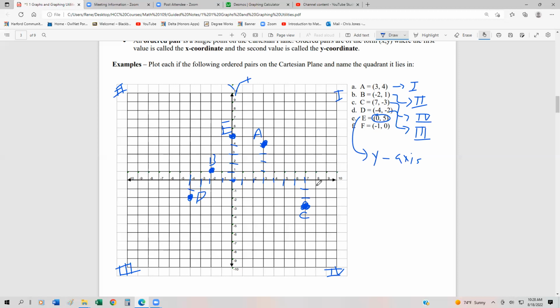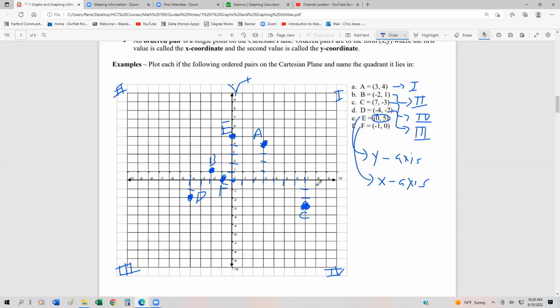And then finally, negative 1, 0, we would just move back or to the left 1 unit in the x negative direction. That's point F. And so that's going to fall on the x-axis. So that's how we plot coordinates on the Cartesian plane, and that's going to be the anatomy of the Cartesian plane.